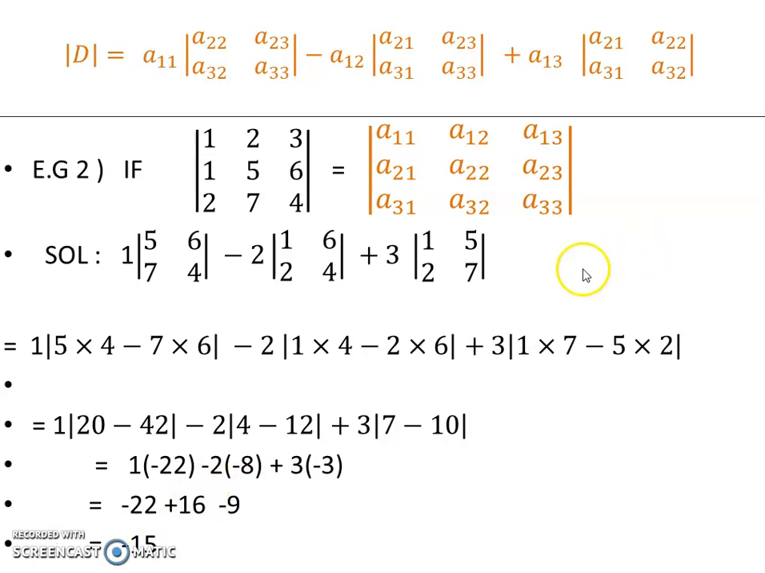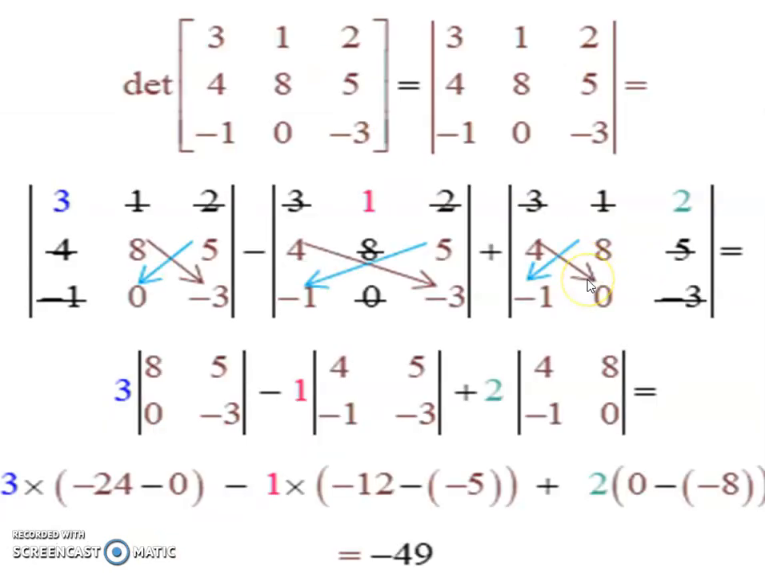So we take one more example based on that. We should apply this to solve a 3 by 3 order determinant using pencil also. How? Let us try. I give the example. We have to find the determinant of 3 1 2, 4 8 5, minus 1 0 minus 3. So we should write the bar bracket 3 1 2, 4 8 5, minus 1 0 minus 3. 3 rows and 3 columns are available. So we have to find the value of a determinant of order 3 by 3.